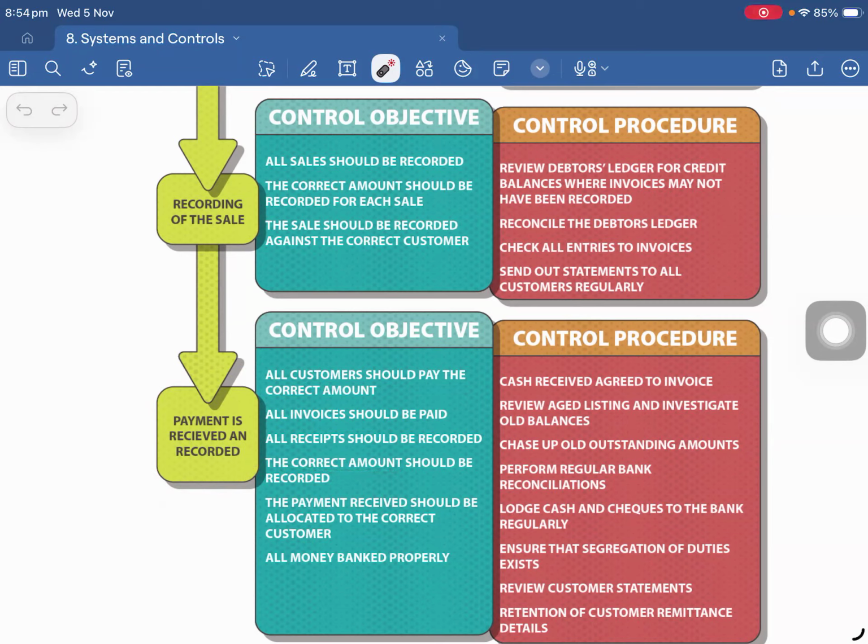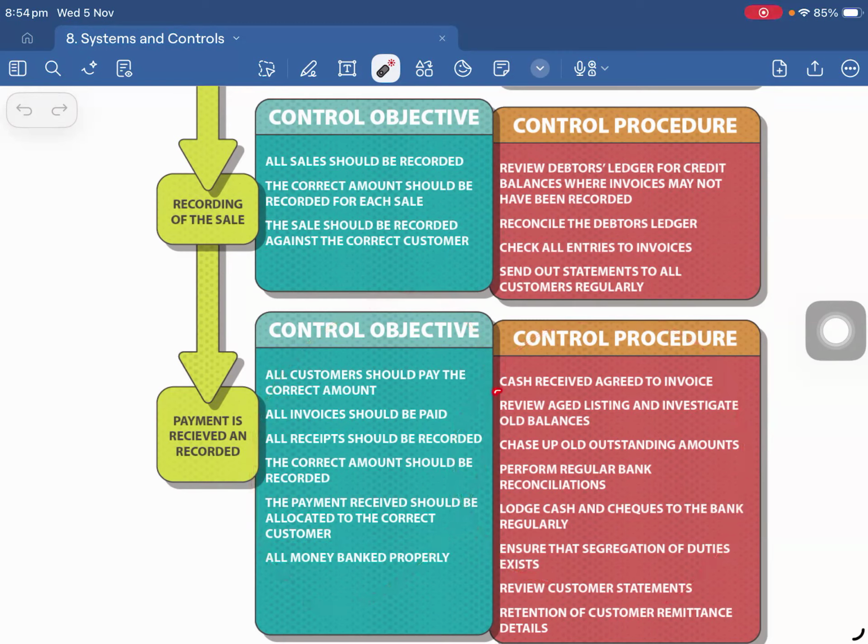Okay, and we're going to ensure that payment, when we receive it, is allocated towards the correct customer. We're going to reverse the correct customer, right? And you have to ensure that all of the payments that we receive are regularly banked. That means it is deposited into the bank. Clear? Now, what are the control procedures you do in order to achieve these objectives?